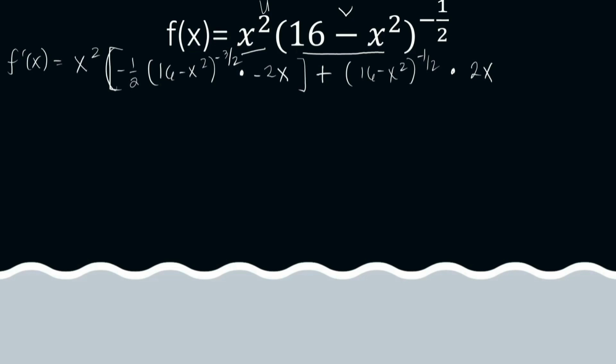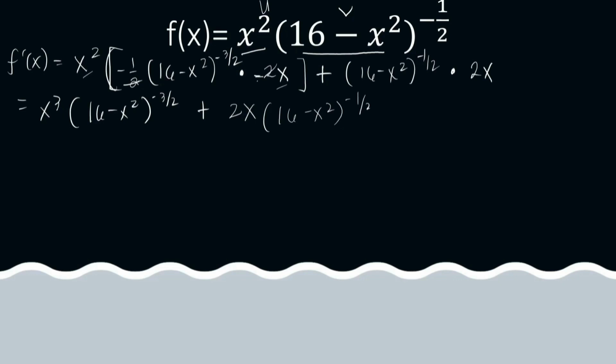Okay, so itong negative 2x or itong negative 2, pwede itong ma-cancel out. So, itong 2, saka yung negative sign, so magiging positive sila. And then, itong x, multiply natin dito sa x squared. So, it will become x cubed times 16 minus x squared raised to negative 3 over 2 plus 2x na lang. 2x muna, times 16 minus x squared raised to negative 1 half.